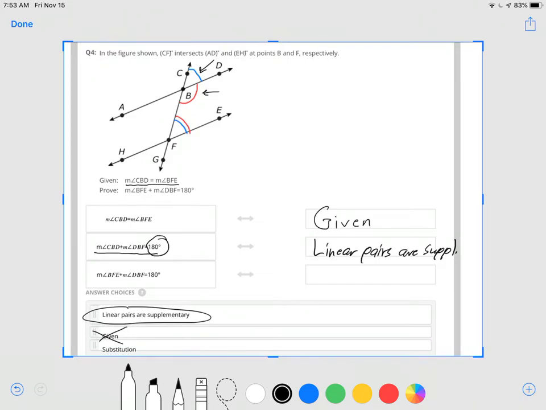And then the last one says measure of angle BFE plus measure of angle DBF is 180. So this statement looks pretty much exactly the same as this one, except that BFE got substituted for CBD, and we're allowed to do that because in the first line up here they told us that they're congruent to each other. So this is just substitution.